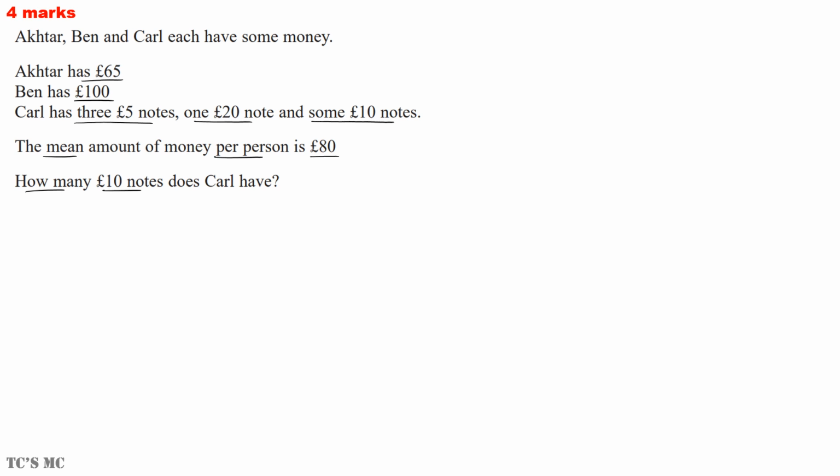Before starting, it's good to remember how to calculate the mean. In this question, it would be the total amount of money divided by the number of people. We do not know the total amount of money because we do not know how many £10 notes Carl has. For step 1, we need to work out the total money.